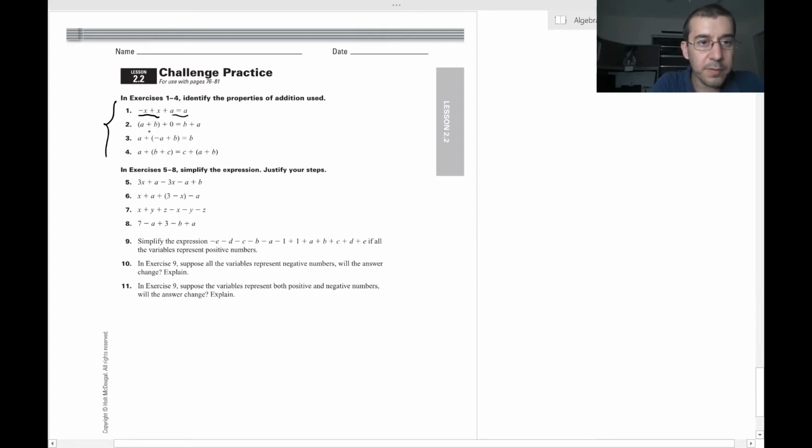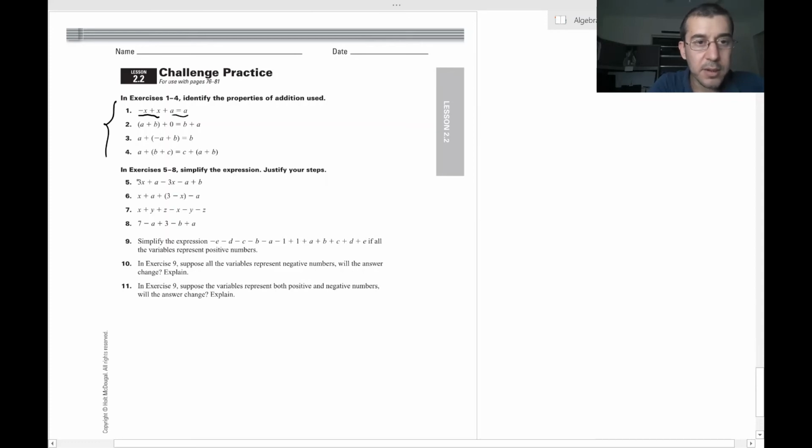Number 2, we have a plus b plus 0 equals b plus a. So this is the identity property, as well as the commutative property. Identity property because any number plus 0 is the same number. That's the identity property. And then we have a plus b equals b plus a. That's the commutative property. Here we have on number 3, we have a plus minus a.